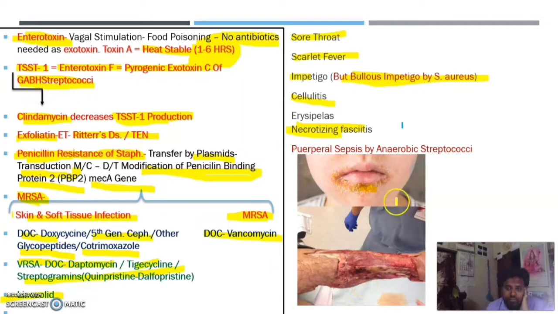Now, three different skin and soft tissue infections, that is cellulitis, erysipelas, and necrotizing fasciitis, are caused mostly by Streptococcus pyogenes. And puerperal sepsis, that is after pregnancy, in the puerperium period, the anaerobic Streptococci can cause this. This is necrotizing fasciitis.